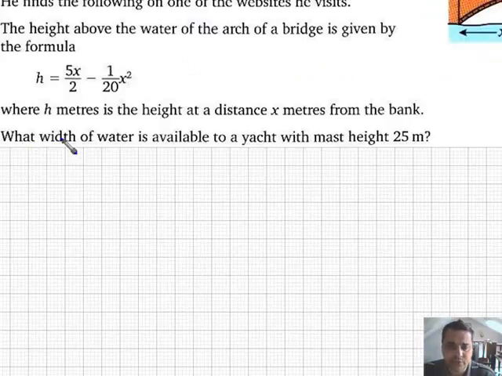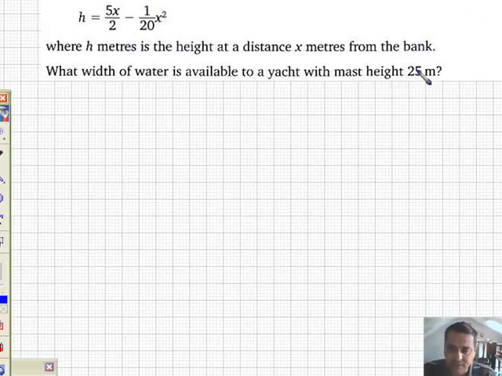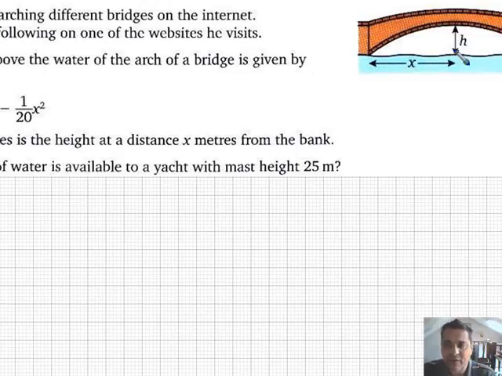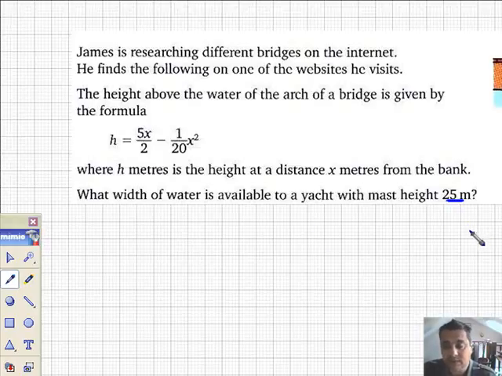Right, here's the question. What width of water is available to a yacht with a mast height of 25 meters? In other words, if I've got 25 meter height, I've got to work out how much leeway I've got to sail under that bridge and not smash my mast as I pass through. Is that alright? Now, if I'm working with a height of 25, I can create a table of values for h from, say, 10 meters up to, I don't know, 40 meters, going up a few meters at a time, and then calculating the x values appropriately.